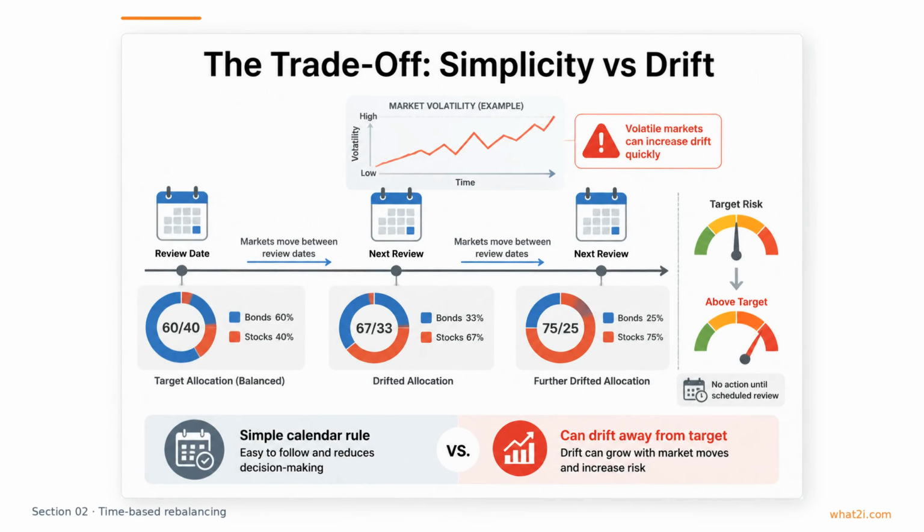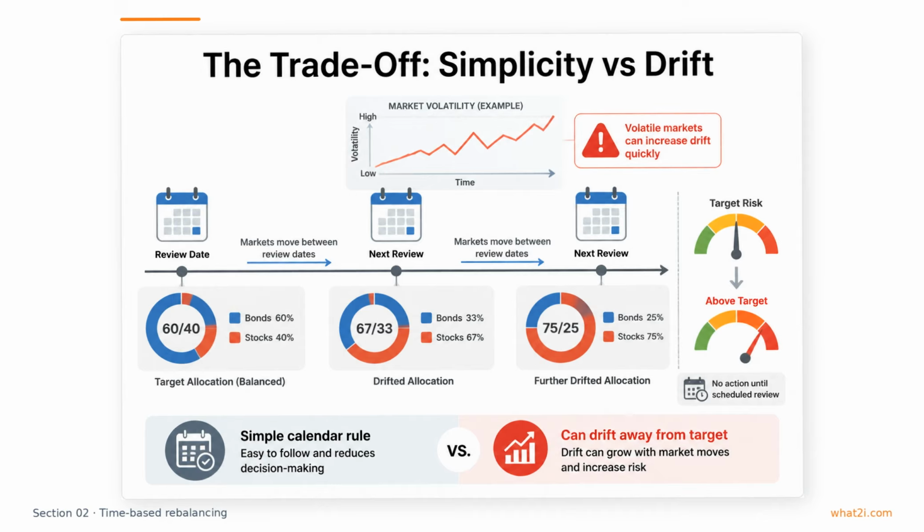The trade-off is that a calendar rule does nothing between review dates. If the market becomes volatile right after a rebalance, the portfolio may drift substantially before the next scheduled review arrives. A stock-heavy portfolio could become even more equity-heavy during a rally, raising risk above the level the investor intended to hold. Time-based rebalancing accepts that temporary drift in exchange for procedural simplicity. That does not make it wrong, but it does mean the investor must be comfortable with some movement away from target. In calm markets, that may not matter much. In turbulent markets, it can matter more.